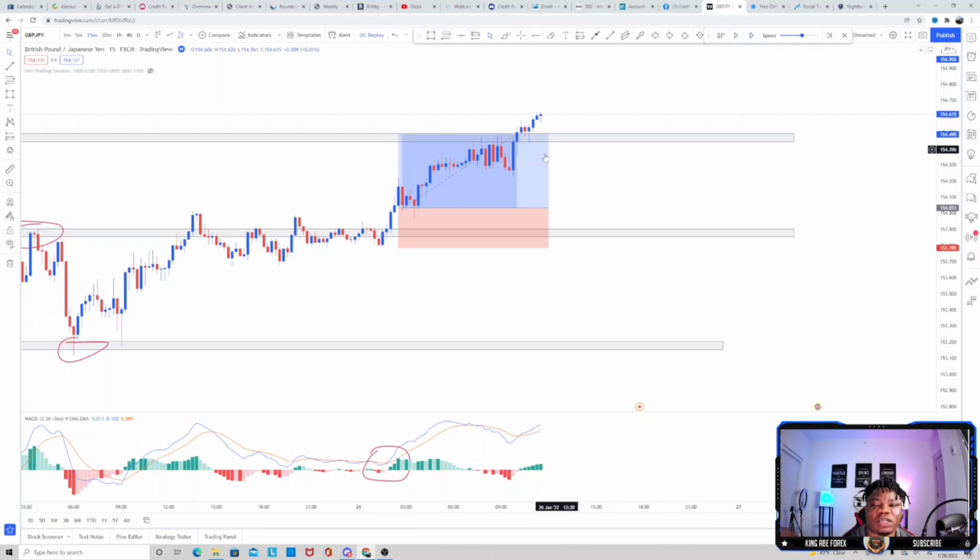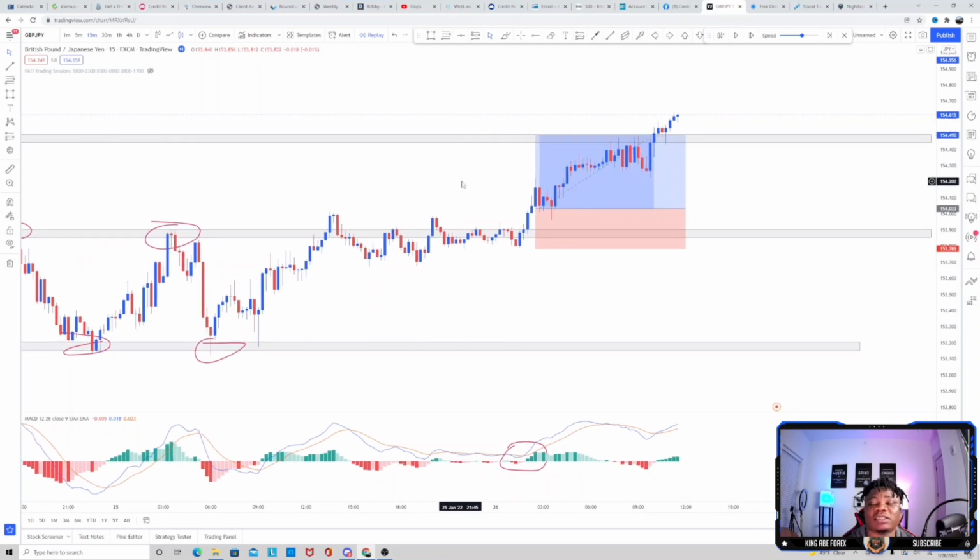Right there, we got our take profit, smash for 45 pips, risk to reward ratio 1:8. So guys, this is exactly how you use this strategy and start scalping like a pro Forex trader.